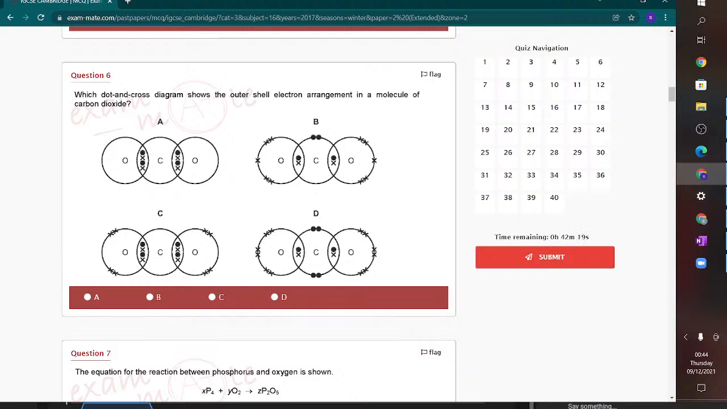Counting the electrons: 1, 2, 3, 4, 5, 6, 7, 8. Yeah, D. Oh, wait a minute. Carbon only contains four electrons in the outer shell, but here we have 1, 2, 3, 4, 5, 6. So that's incorrect. The answer is C. It has 4 electrons and 2 bonds are formed. O double bond C, C double bond O. The answer is C.